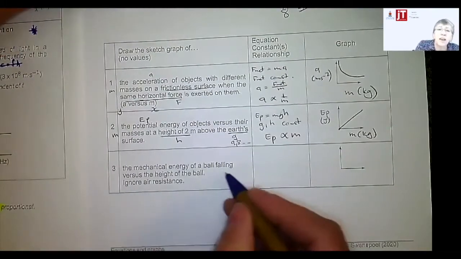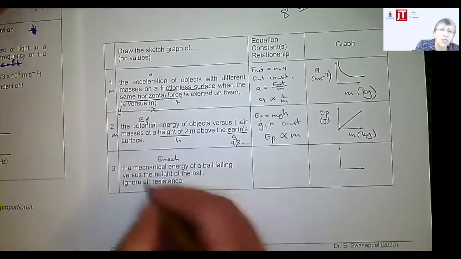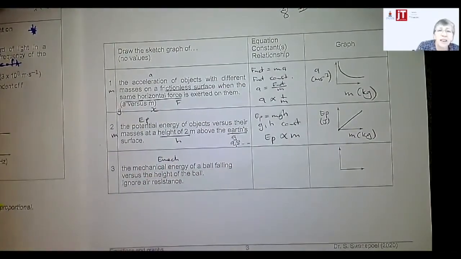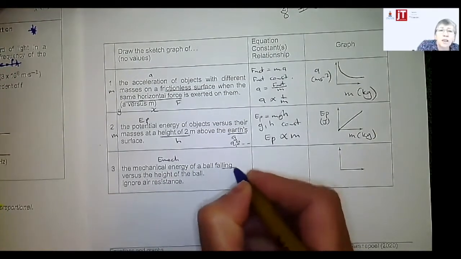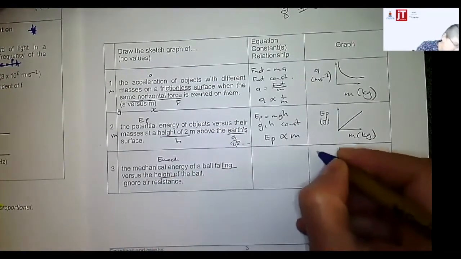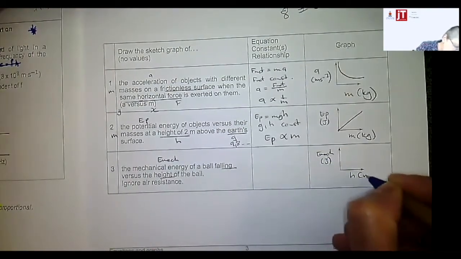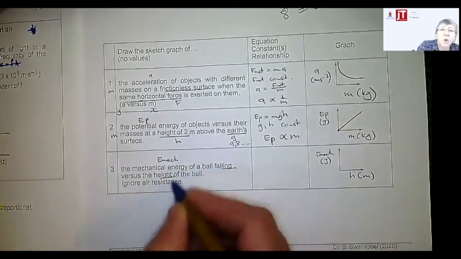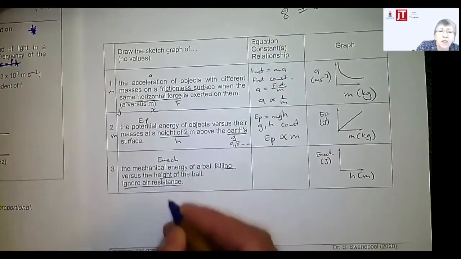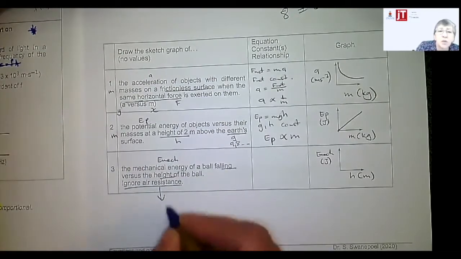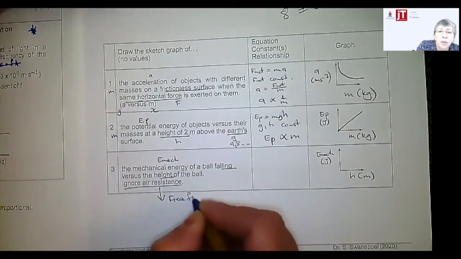Right, next one, we're looking at mechanical energy, E mechanical. Right, not many equations on the information sheet with that one, eh? But they're talking about a ball falling versus height. So you have E mechanical in joules versus height in meters, right? Now, what do I know about a ball falling? And they tell us to ignore air resistance. The moment that they tell you to ignore air resistance, then you are working with free fall, right?